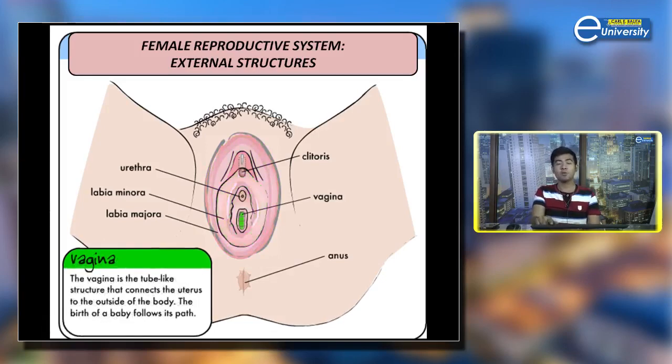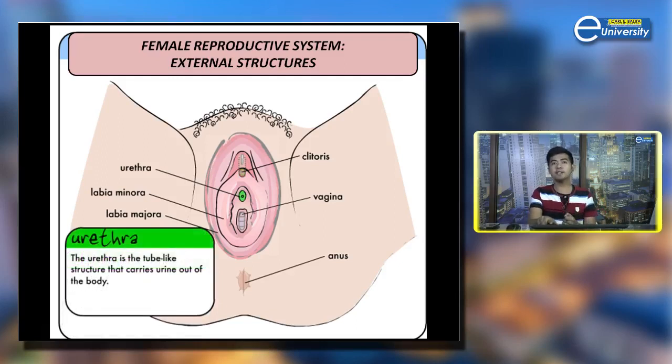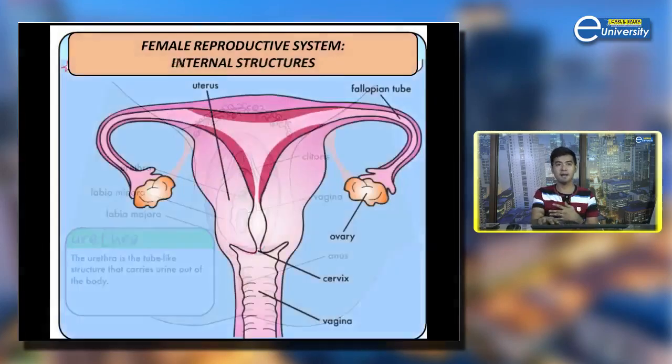the vagina. The vagina is the tube-like structure that connects the uterus to the outside of the body, and the birth of the baby passes through it. We also have the clitoris. The clitoris is a small sensory organ located just above the vagina, and the urethra is a tube-like structure that carries urine out of the body.